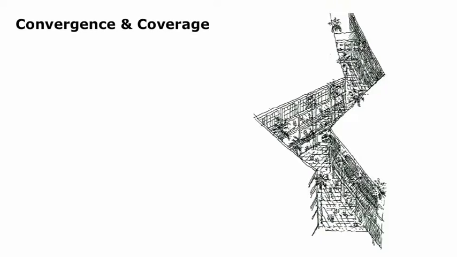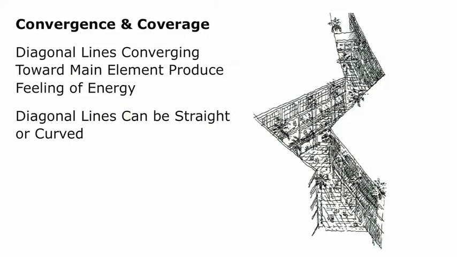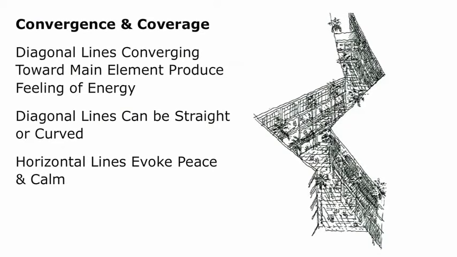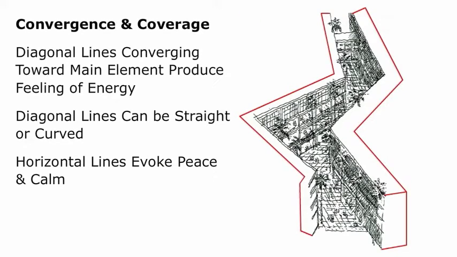Convergence and coverage. Like arrows pointing to your subject, diagonal lines converging toward a main element can produce a feeling of energy. Such diagonal lines can be straight or curved. Horizontal lines, on the other hand, evoke peace and calm. For example, this sketch has no frame of reference because the buildings on either side of the outdoor retail space are not drawn. By eliminating the architecture, the public space between them is emphasized. This unusual drawing composition highlights the wide range of possibilities inherent in the visualization process.